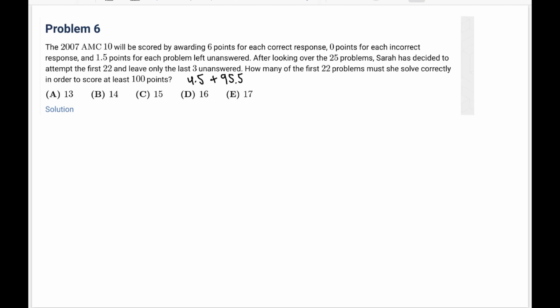So this is 95.5 points, and there are 6 points for each correct response. So 6n has to be at least 95.5. So n is 16. If n is 16, then it's 96. Yes, so it's plausible. So at least 16 for at least 100 points. This is D.